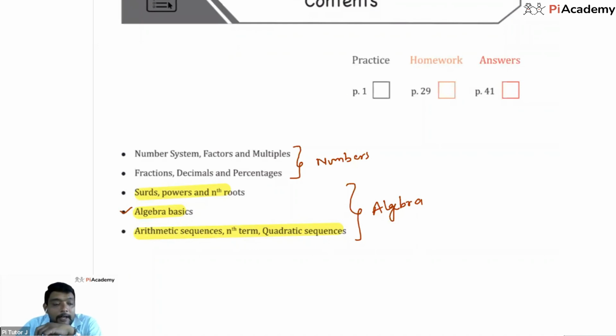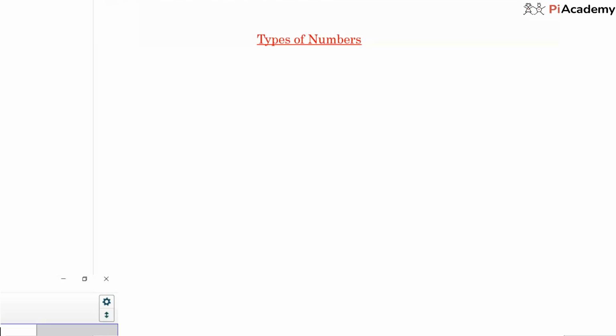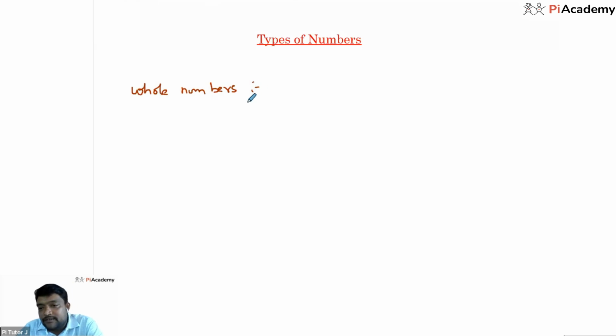Okay. Now let's start with first types of numbers. Maybe you're all aware of it. Just let me list them. The types of numbers. You have whole numbers. Can someone unmute yourself and tell me what are whole numbers? Yes. What are whole numbers? A decimal? Not decimals.